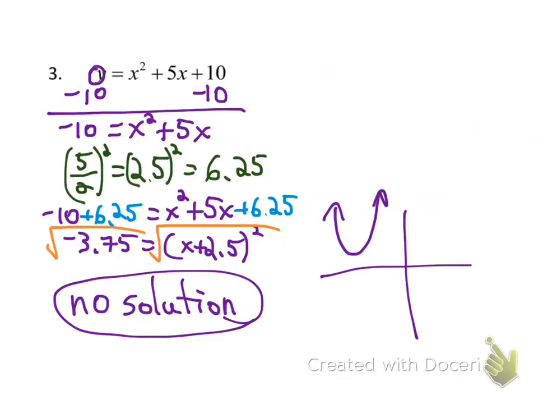To give you an idea what the graph would look like, if we have two solutions for x, remember the parabola crosses the x-axis twice, and if we have one solution, the parabola will touch the x-axis once. This has no solution, so it does not cross the x-axis at all, so the graph would look something like that. There you have it.